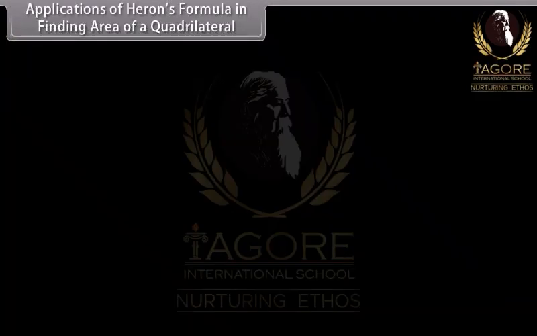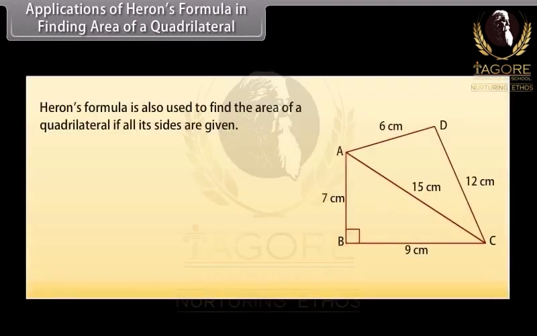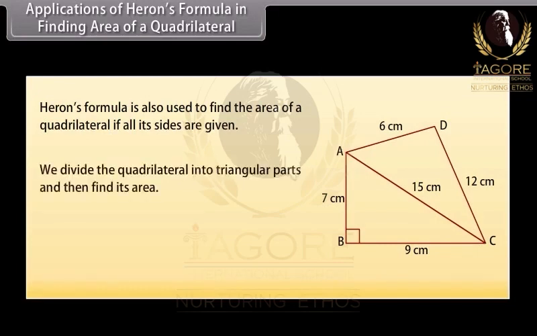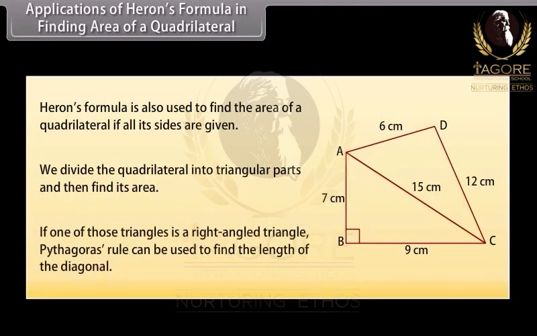Applications of Heron's formula in finding the area of a quadrilateral. Heron's formula is also used to find the area of a quadrilateral if all its sides are given. For that, we divide the quadrilateral into triangular parts and then find its area. Let us look at some examples. If one of those triangles is a right-angled triangle, Pythagoras' rule can be used to find the length of the diagonal. Let us go through some examples.